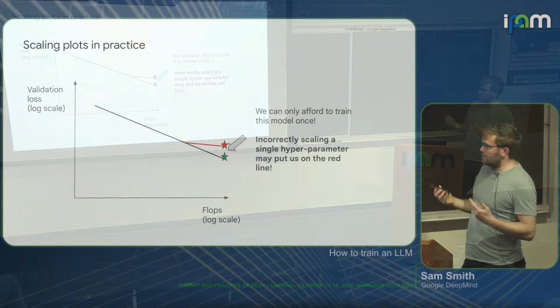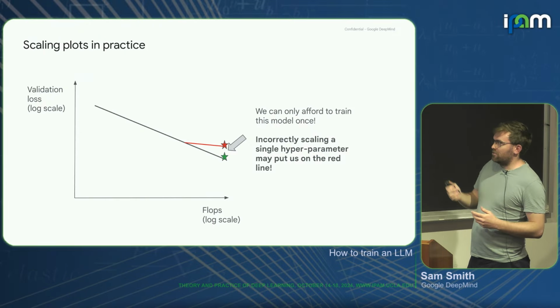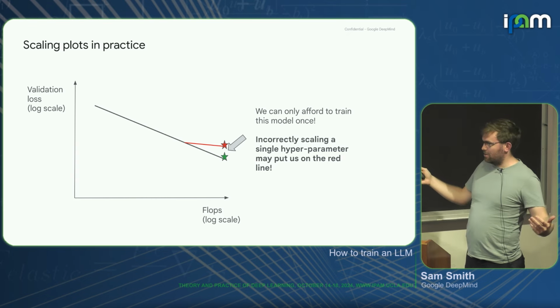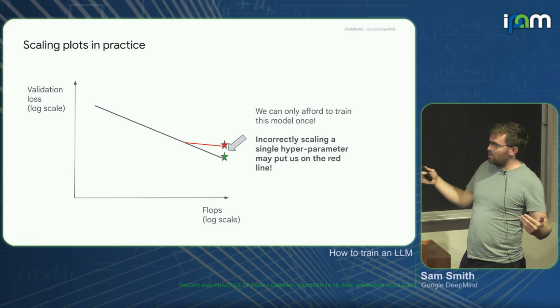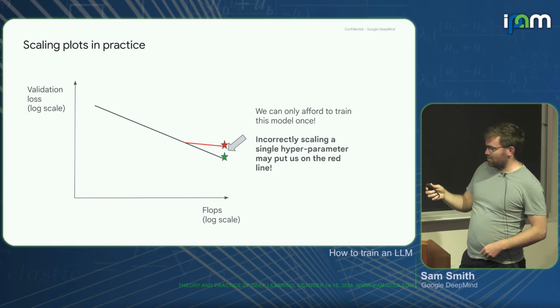And then, back to the point of why that happens: if this is a really big model, we can only afford to train this once. But of course, there are 100 hyperparameters inside of this model, and if we get a key hyperparameter wrong, that's going to take us from green to red, and that could be a catastrophe for the company.